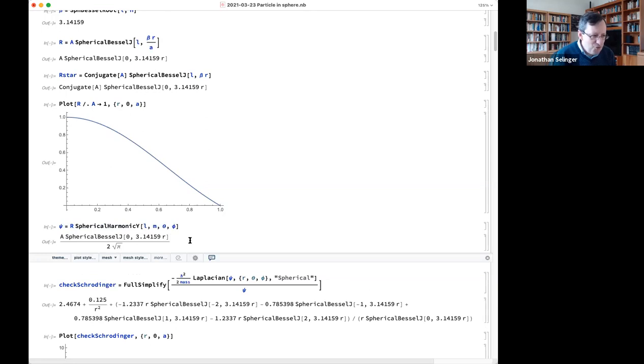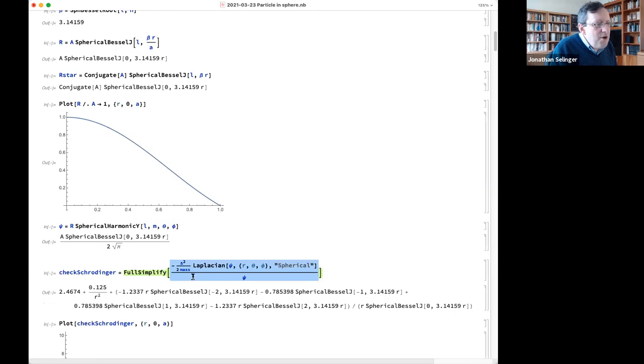Let's check. Is it really a solution of the Schrödinger equation, or did I mess up? All right, so let's do that. In the Schrödinger equation, inside the sphere, where the potential energy is 0, we would say minus h bar squared over 2 times the mass times the Laplacian of psi should be equal to an energy times psi.